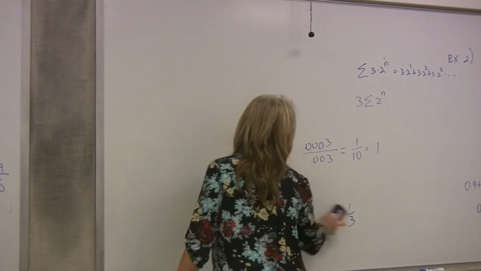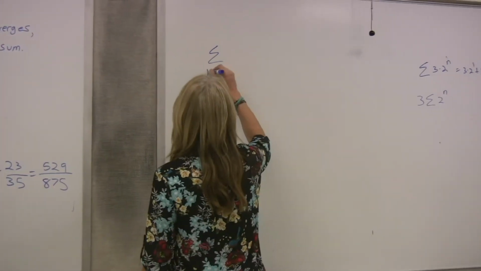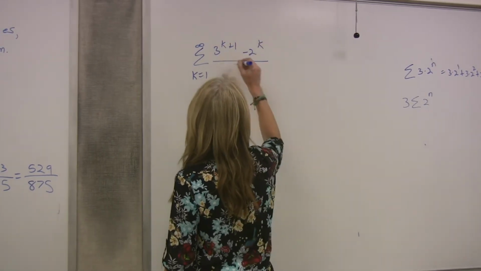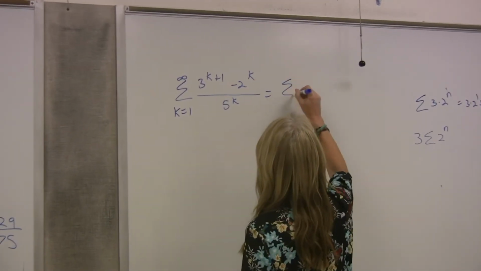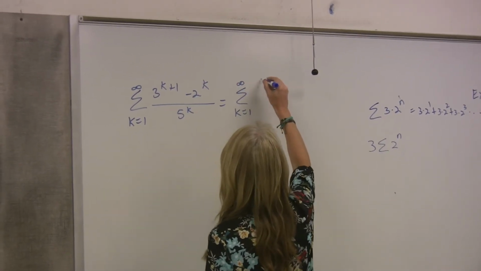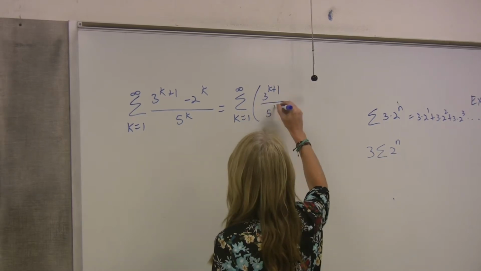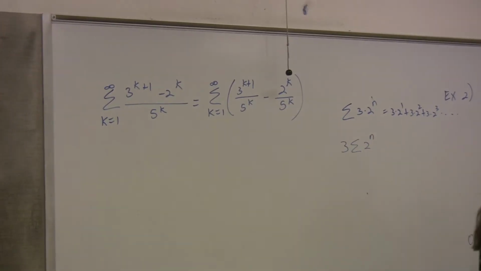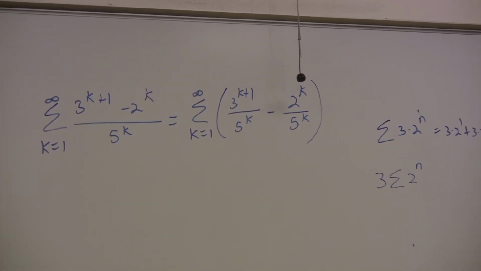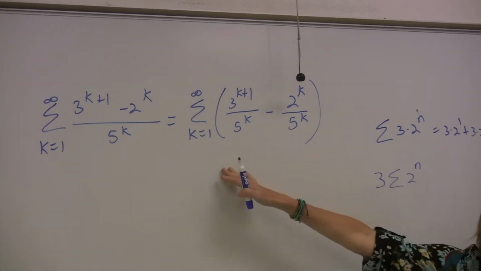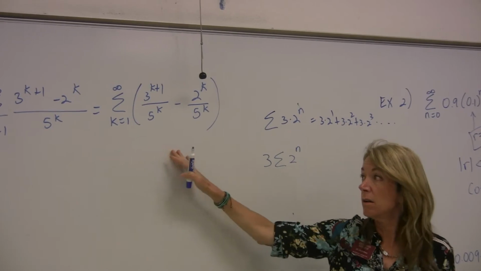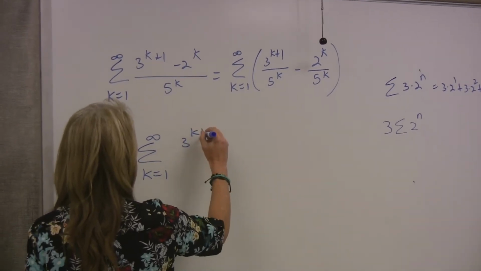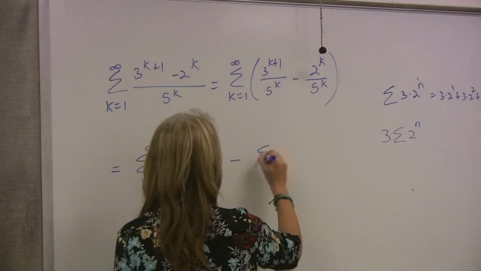Do we agree that this series, minus 2 to the k over 5 to the k, is the same as this? 3 to the k plus 1 over 5 to the k minus 2 to the k over 5 to the k. Is that the same? Yeah, just breaking up that one fraction into two fractions. That's what the arithmetic property is showing you. If you can have it with two different terms in here, look at each piece separately. So we're going to consider the first series minus the second series.